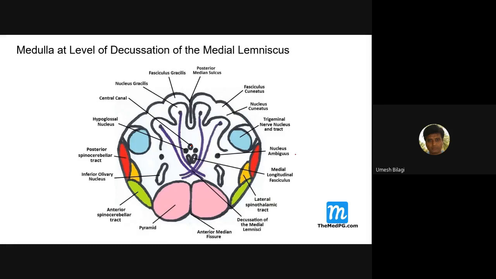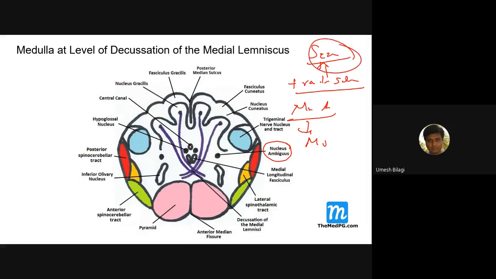Okay. And there is something called the nucleus ambiguus. There are two things which you remember: tractus solitarius and nucleus ambiguus. Nucleus ambiguus is motor. Tractus solitarius is sensory. They are more of a sensory part. Tractus solitarius is the sensory part. Nucleus ambiguus is the motor part. Ambiguus is a motor part concerned with what?